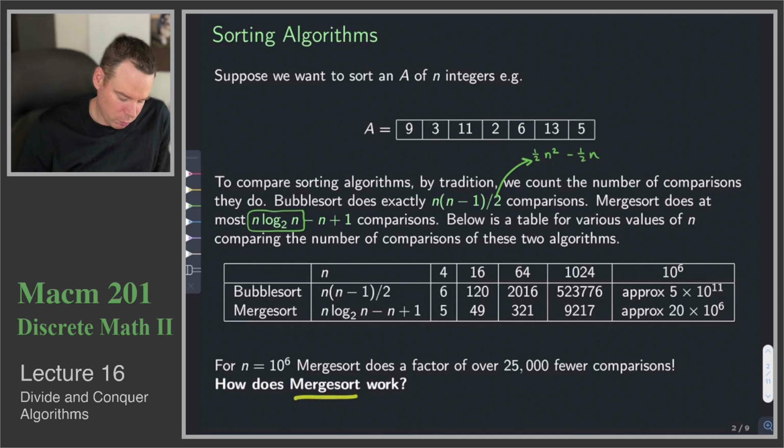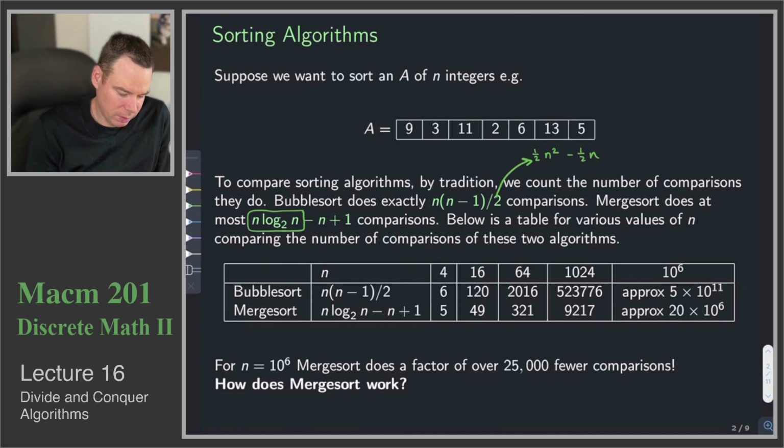How does merge sort work? So that's what we'll get into. We'll get into how the merge sort algorithm works, and then how to compute the number of comparisons it does. So in other words, how to compute the cost of running the algorithm depending on the length of the input. So the way merge sort works is it does the following.